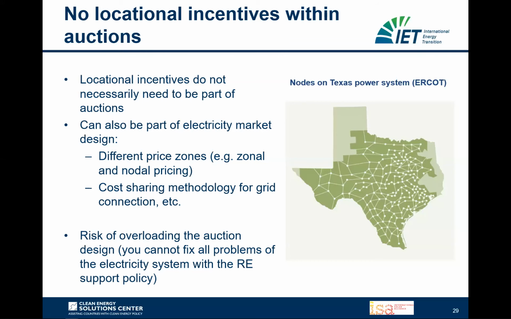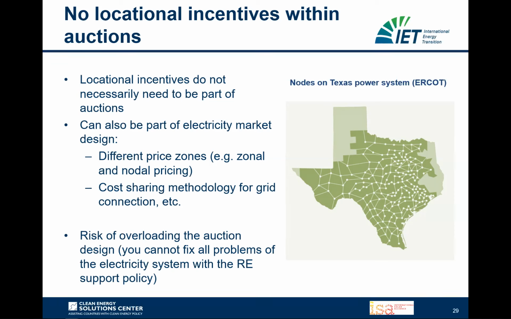So the easiest way from an auction design standpoint is, of course, to not introduce any locational incentives into your auction design, but that does not necessarily mean that you do not have any locational incentives. It is more the question of, do you really want to build these incentives into your auction design, or do you actually want to make them part of your overall electricity market design? For instance, you can have differentiated price zones, zonal pricing or nodal pricing as part of your electricity system.